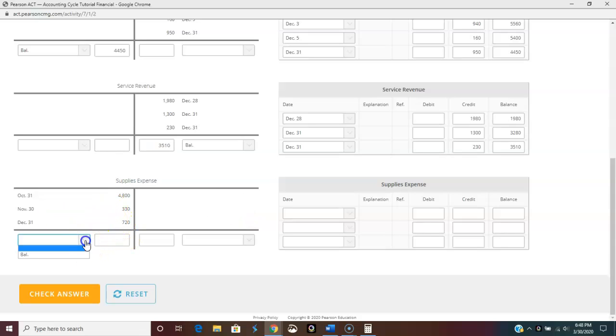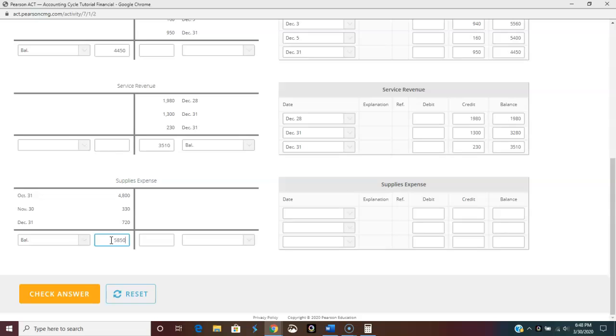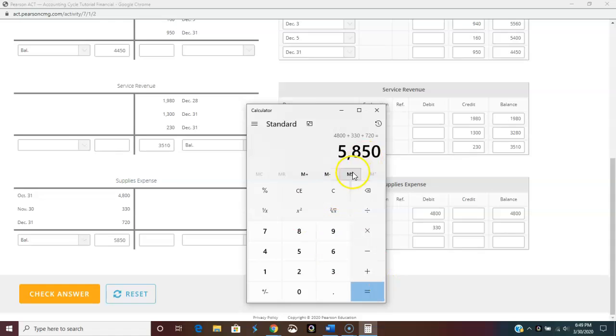Supplies expense, we're going to have a balance here of the total. 4,800 plus 330 plus 720. Let's see if I can do it right. 5,850. Here we've got October 31st, 4,800. And then on November 30th, we're adding 330. 4,800 plus 330, 5,130.